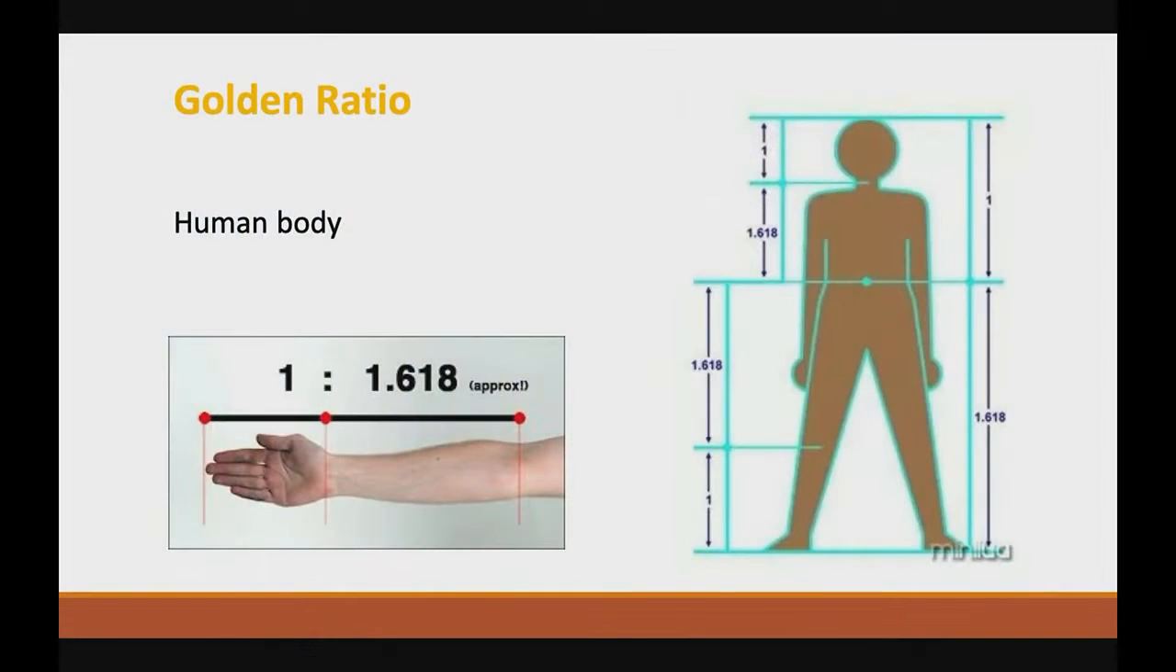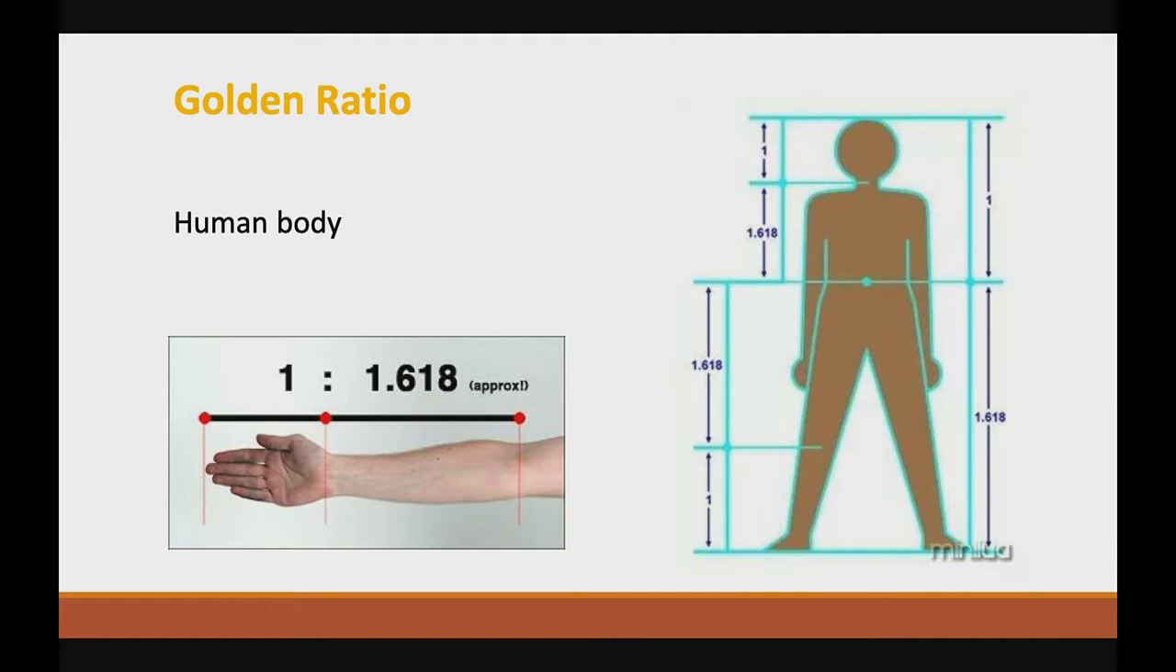Another part is very interesting. Our body. Look at your arm. From the elbow to the fingertip. The golden ratio is in your fist. You divide this measurement by 1.618, you find the division right here.